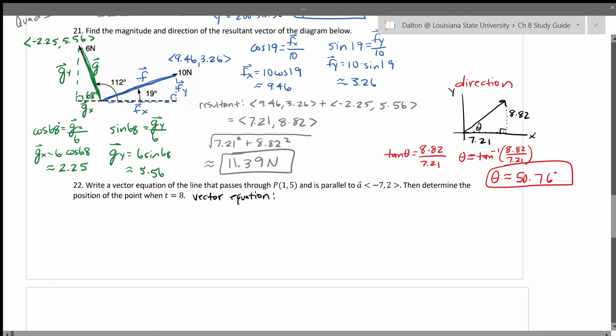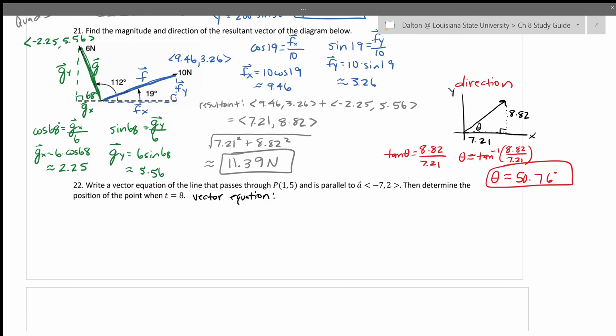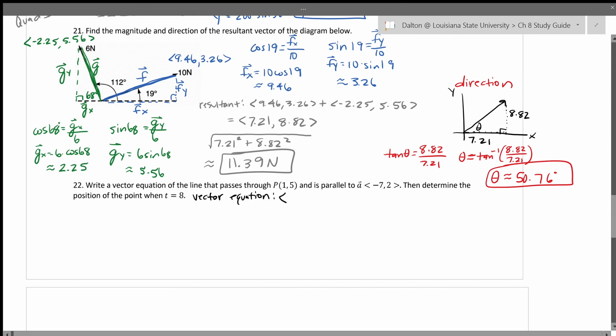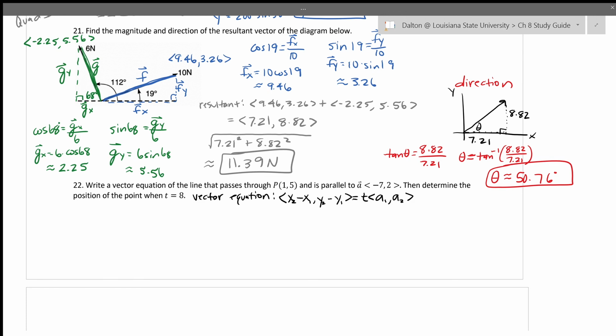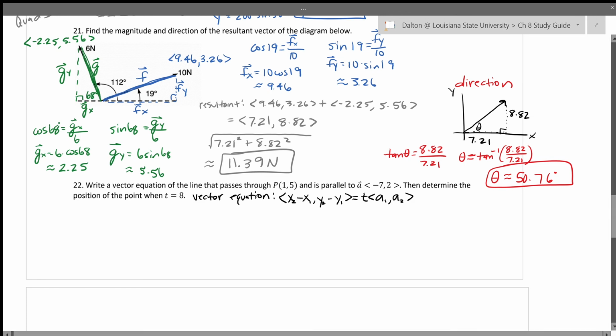So a vector equation is going to be x2 minus x1, comma y2 minus y1, is equal to t times the vector a1, a2. So this is the template. If I'm asking you to write the equation with this given information, then you simply need to plug in your point. So this is an x and a y, and this is already the vector a.